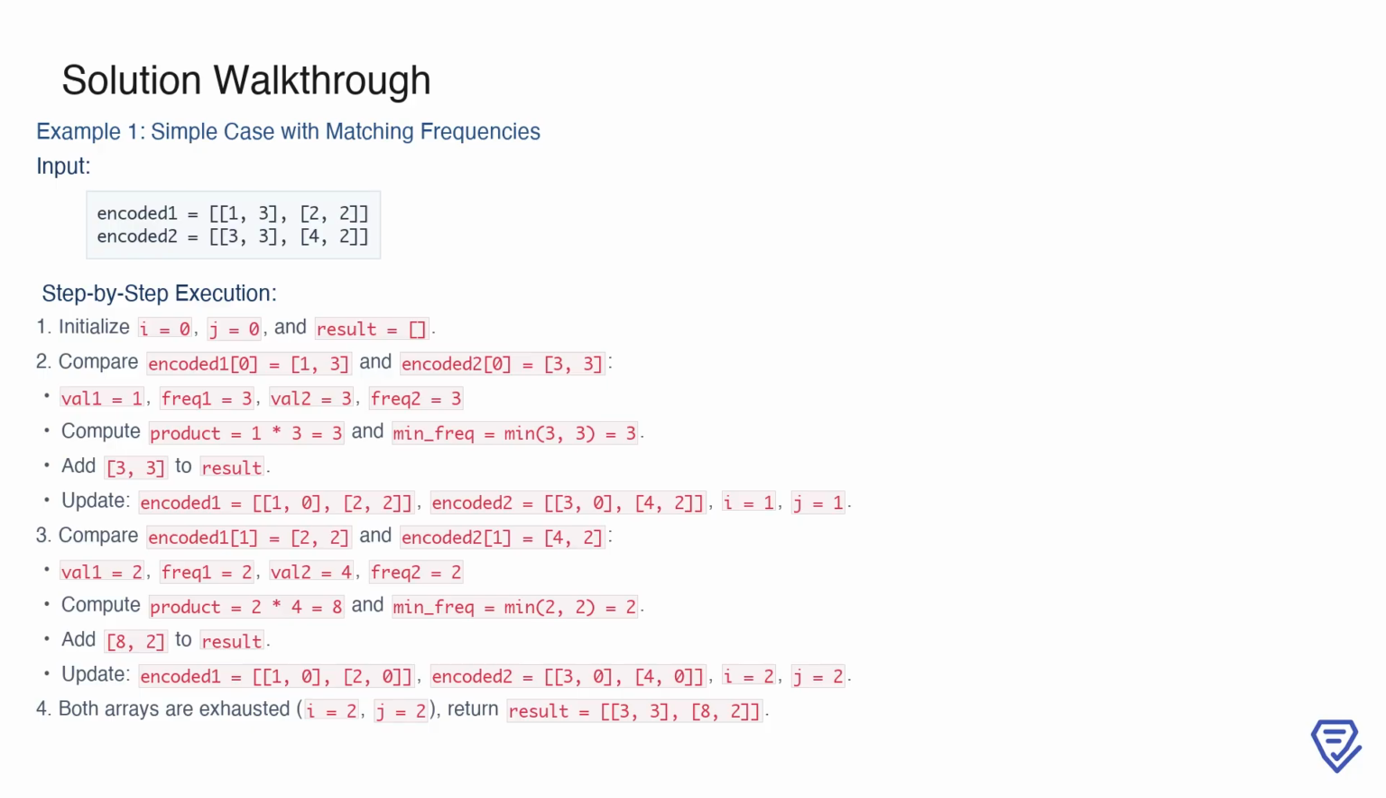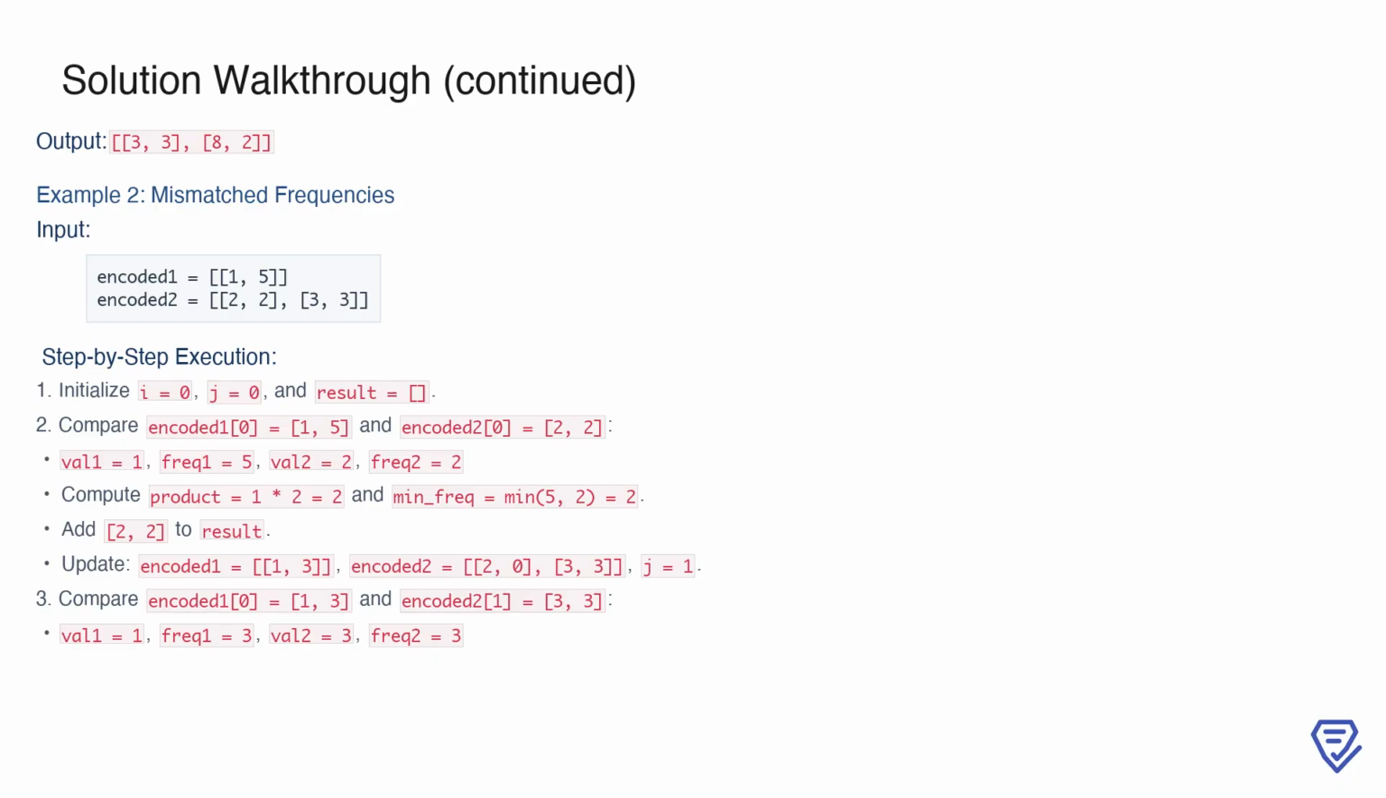We repeat this process for the next pair, encoded 1[1] equals [2, 2], and encoded 2[1] equals [4, 2]. Here, the product is 2 * 4 equals 8, and the minimum frequency is 2. We add [8, 2] to the result and update the arrays. Since both arrays are now exhausted, we return the result [[3, 3], [8, 2]]. The output of the first example is [[3, 3], [8, 2]].